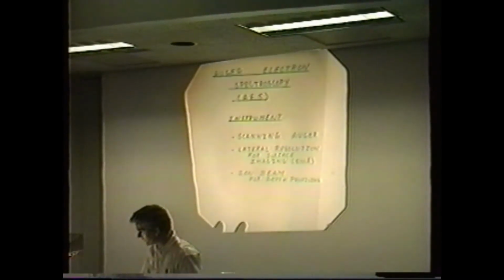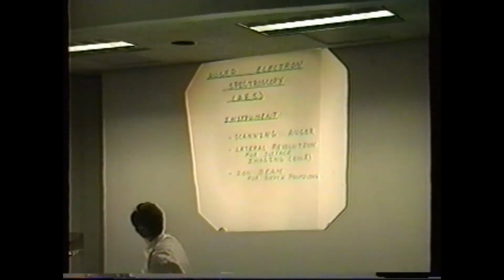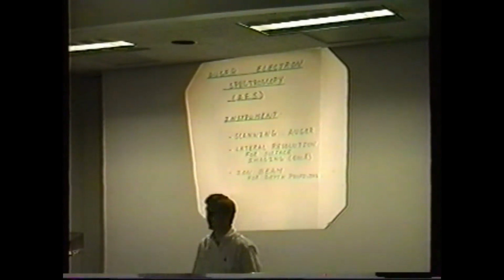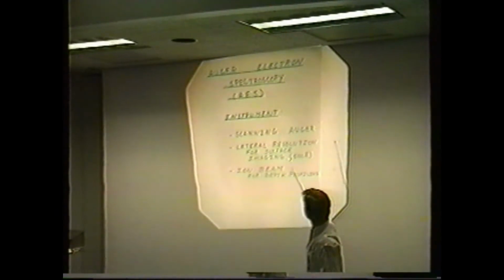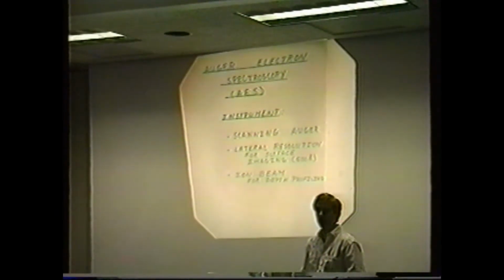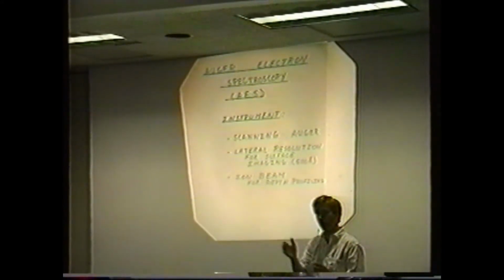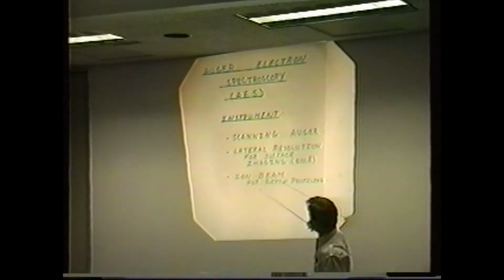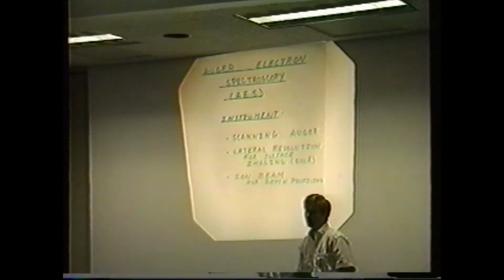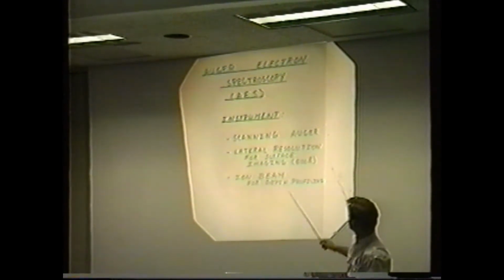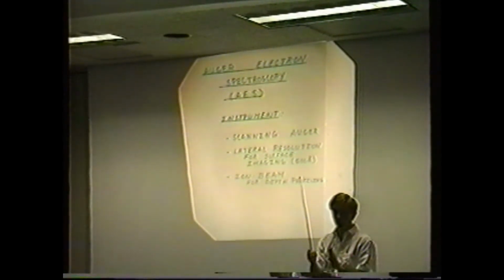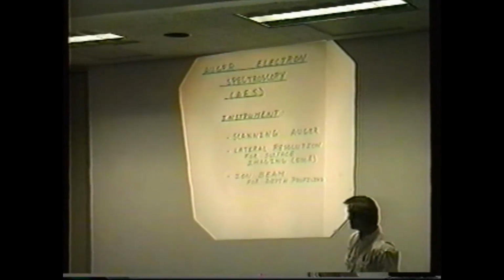Let's talk about a couple of instruments. The one I'm going to talk about is Auger Electron Spectroscopy, which we went over yesterday, or AES. The instrument we're going to choose is a scanning instrument, which, if you remember, we can raster back and forth to get a profile. So we have lateral resolution. We can do this surface imaging at around 500 angstrom spatial resolution.